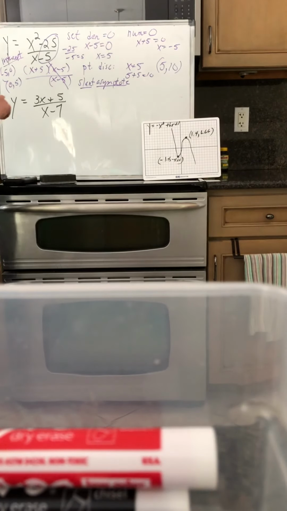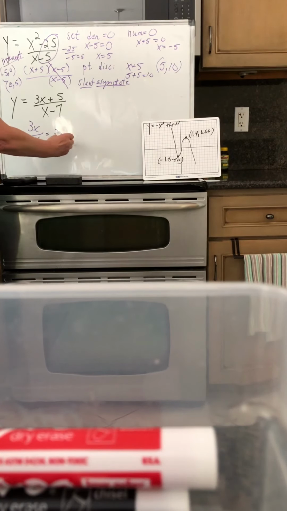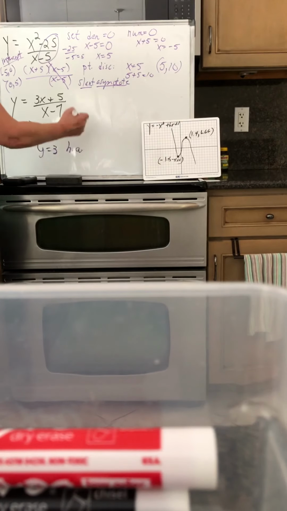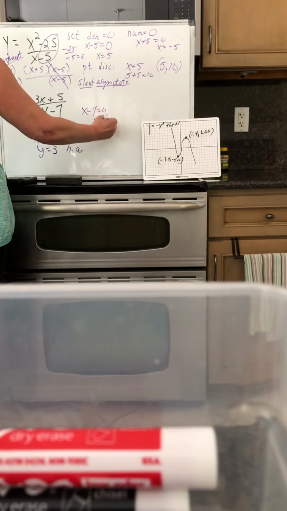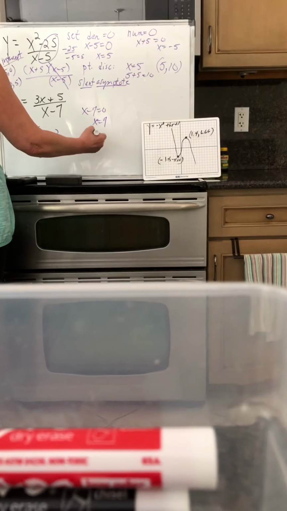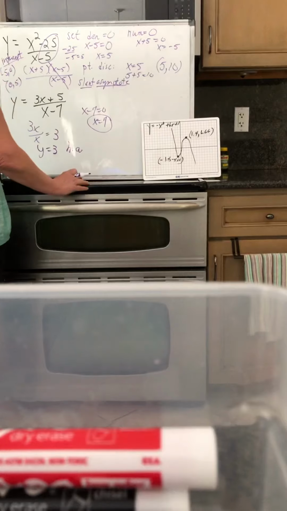Okay, next up. Where does this one have any asymptotes? At 3x over x, they match. Instead of being 1 degree higher, we have y equals 3 as a horizontal asymptote. We set our denominator equal to 0 again. So we have a vertical asymptote at x equals 7.